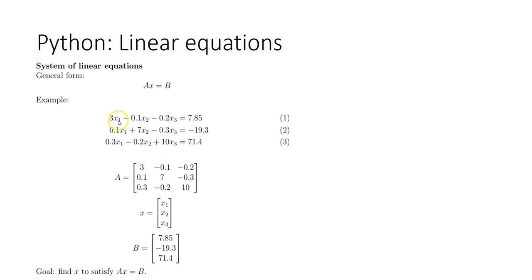In this example, we have three unknowns, x1, x2, and x3, and this system of linear equations can be rewritten in matrix form, where A is this matrix of coefficients, x is the vector of unknowns, and b is the vector of right-hand side. The goal is to find the set of x that satisfies this linear system of equations, A times x is equal to b.